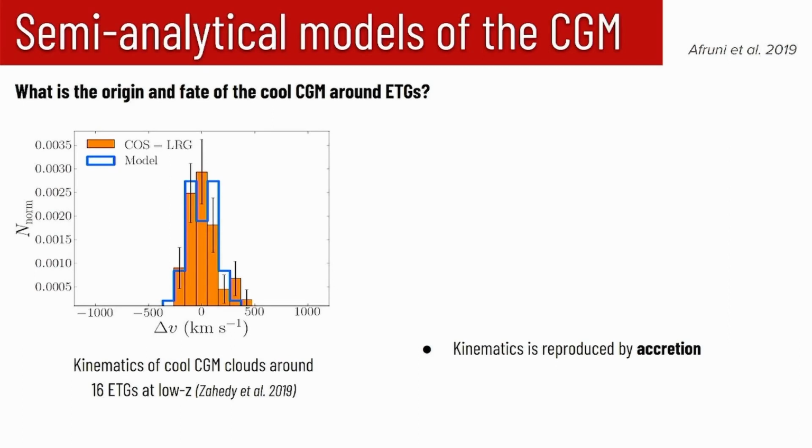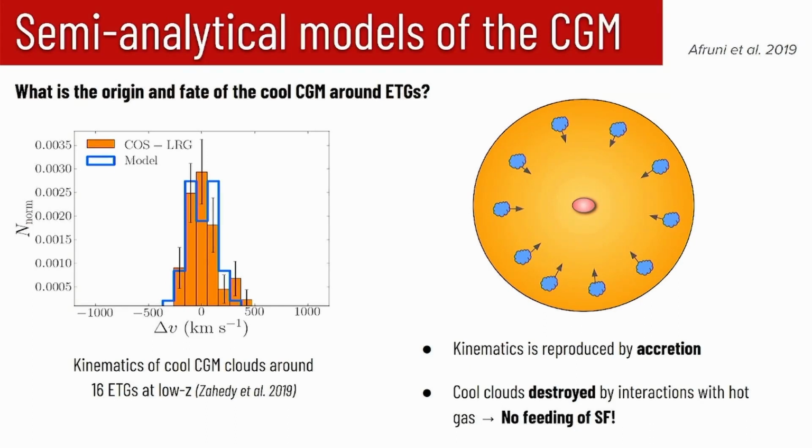And most importantly, what we found is that these clouds, in order to reproduce the observations, need to be destroyed by the interactions with the hot medium. So while they fall down, they interact with the hot gas, and they never reach the galaxy because they're first destroyed by the interactions with the hotter phase. And so this explains why you're not feeding the star formation of the galaxy, and explains how these galaxies can remain quiescent with such a large amount of cool gas around them.